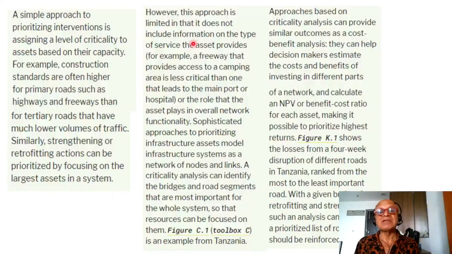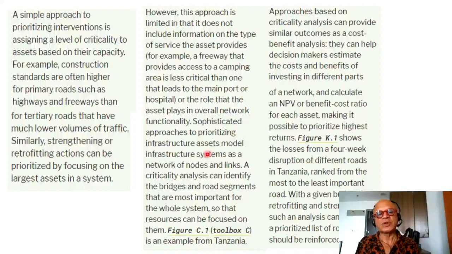However, this approach is limited in that it does not include information on the type of service the asset provides. For example, a freeway that provides access to a camping area is less critical than the one that leads to the main port or hospital. So you can see there are layers of what criticality means, even for a single entity like a highway. Or the role that the asset plays in overall network functionality. Is this a nice highway between 2 points but not connected to anything else? So if it's damaged, then the system can still keep running at some level.